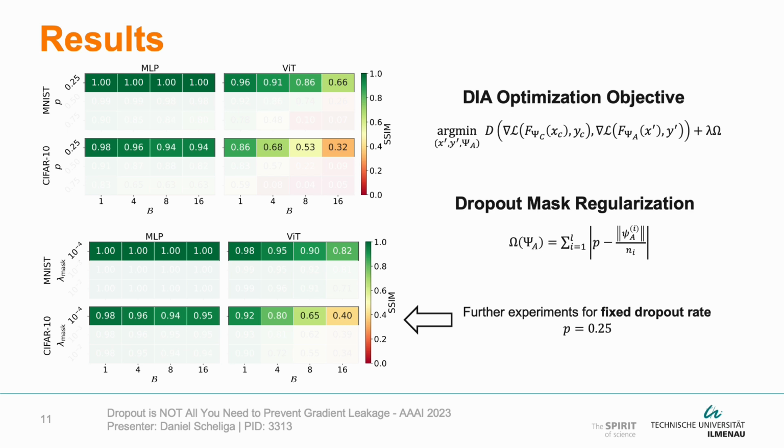As the SSIM for the MLP is already close to 1, only marginal improvements can be observed upon adding our regularization. For the vision transformer, the added mask regularization shows a notable increase in SSIM and hence improved reconstruction quality, especially for batch sizes that are larger than 1. More detailed results and discussions can be found in our paper as well as the supplementary materials.